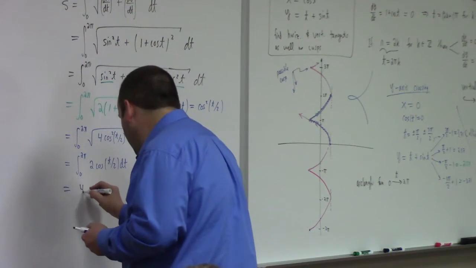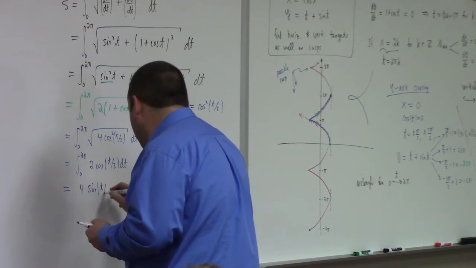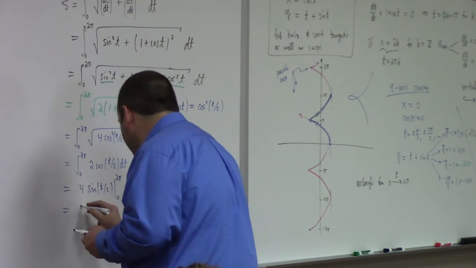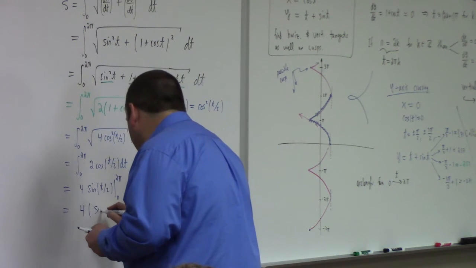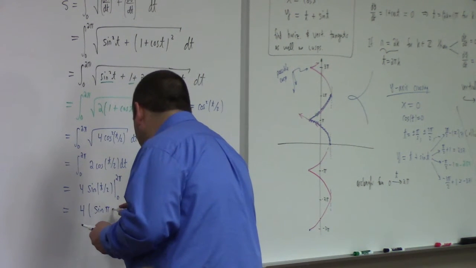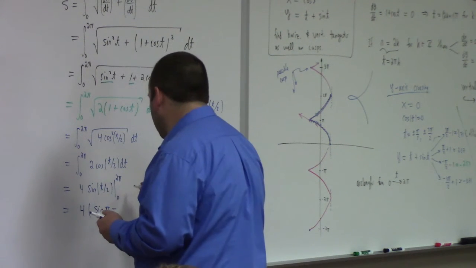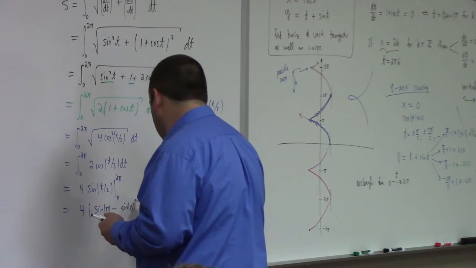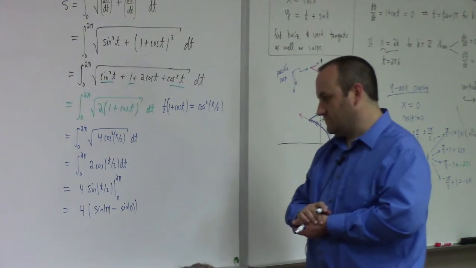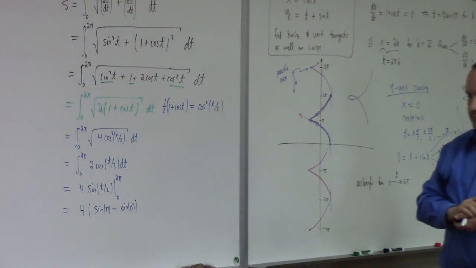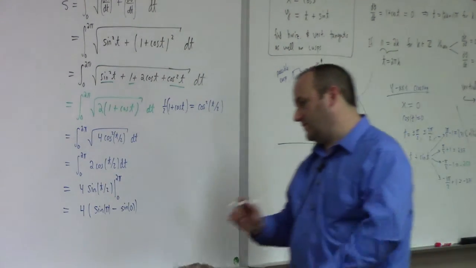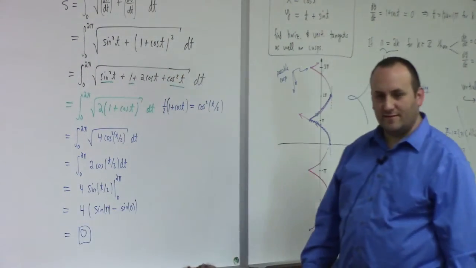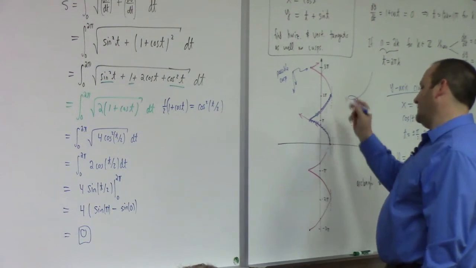So this would be 4 sine of t over 2, evaluated from 0 to 2 pi, right? Which is what? 4 times the sine of pi minus the sine of 0. Oh man, it's 0. The arc length is 0. Oh man, my picture must be really wrong. It doesn't look like 0 arc length.